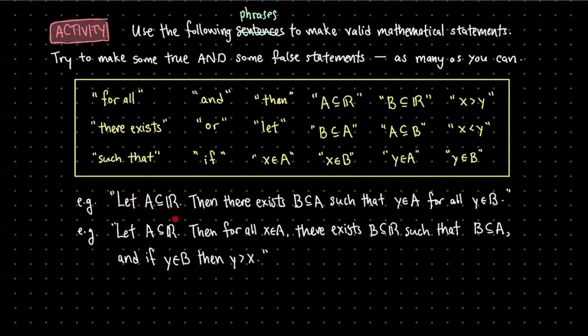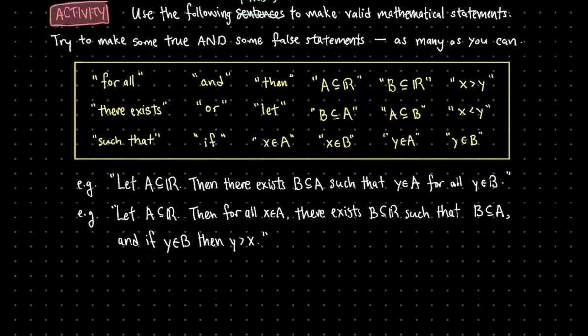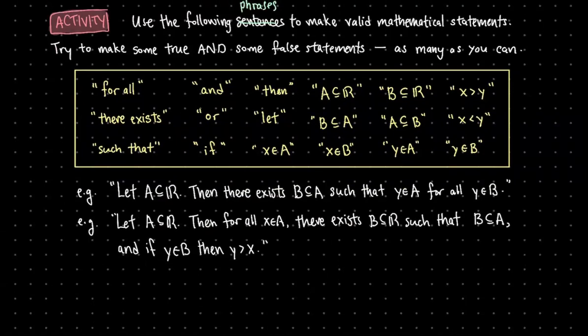And here's another one. Let A be a subset of the real numbers. And for every x that is an element of A, there's a set B of real numbers such that B is a subset of A, and if y is in B, then y is greater than x. So it's just this big mess of stuff, but ultimately it's either true or false. So this is a statement as well. So maybe don't make them as complicated as this, or you might have a hard time verifying if it's true or false, but try to make a true statement out of this and try to make a false statement out of this, okay? I'll give you 5 minutes and then I'll take it up.